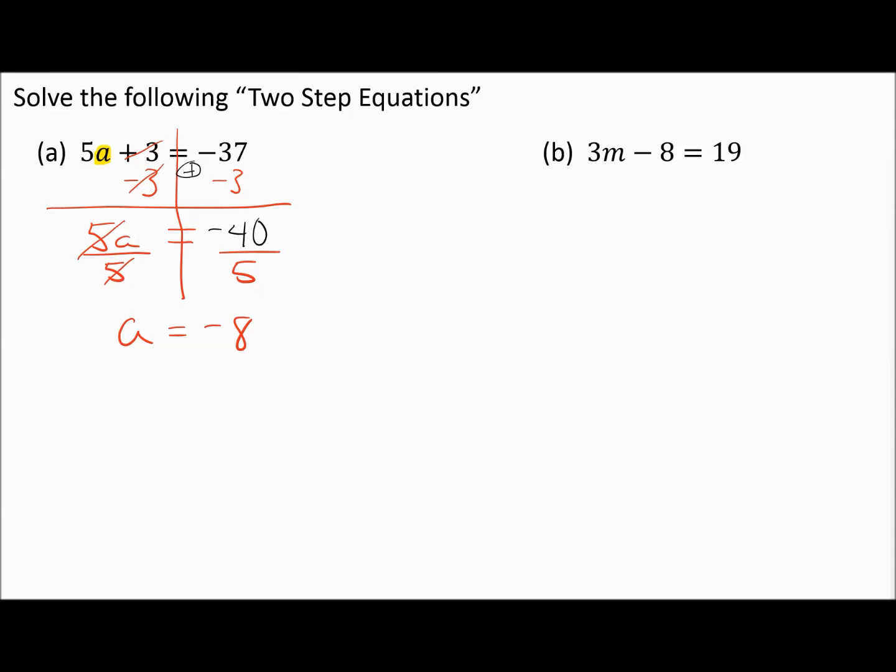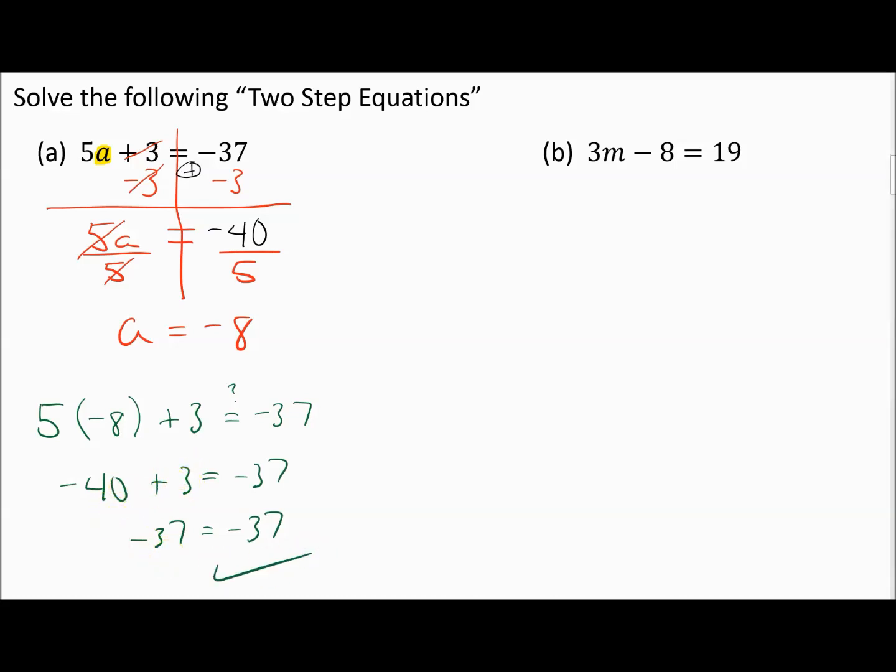I might not check the entire video, but I will check a few of the problems. And I have 5 times negative 8 plus 3 equals negative 37. We're trying to see is that true or not. Well, we multiply before we add. 5 times negative 8 is negative 40. Plus 3 is negative 37. And it is because when you take a negative and add to a positive, you subtract the numbers and keep the sign of the heavier one, so this checks out just fine.